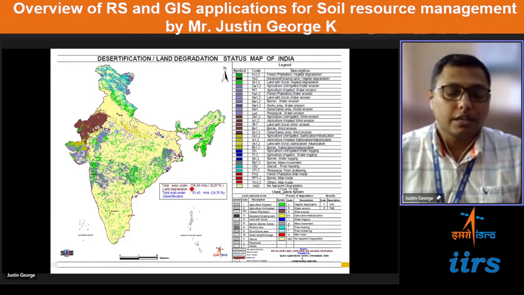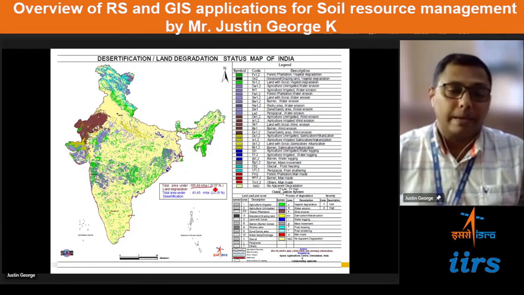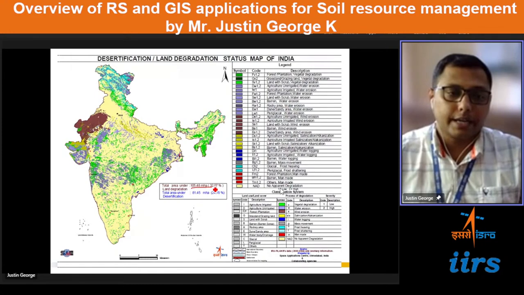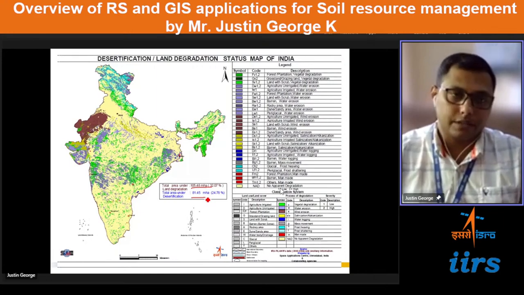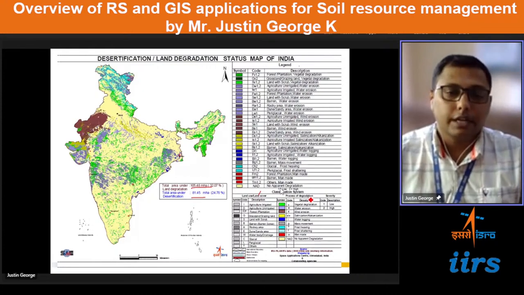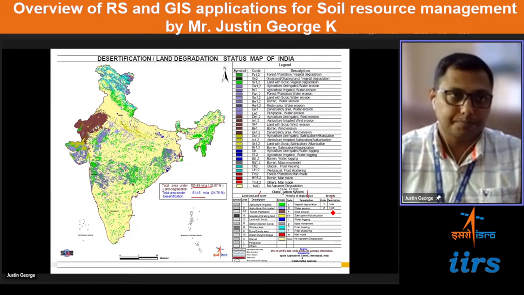So this is the desertification or the land degradation status map of India. Out of the 329 million hectares, a total area of around 105 million hectares is under different forms of land degradation, and a total area of 81 million hectares is under desertification, because there is a slight difference between degradation as well as desertification. So you can see the different codes from the color itself. You can match what are the different types of degradation categories, which type of land use land cover it is occurring in, as well as what is the degree of degradation, whether it is severe or high, and all that information you can obtain.